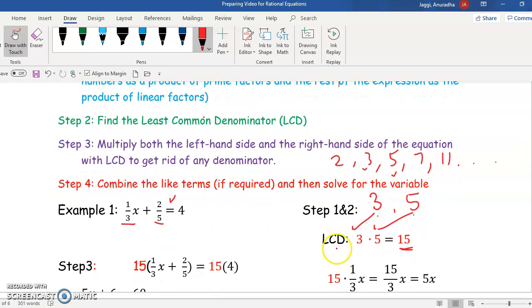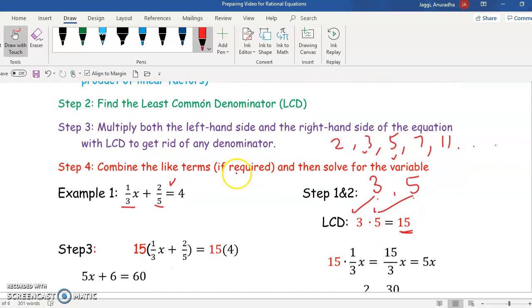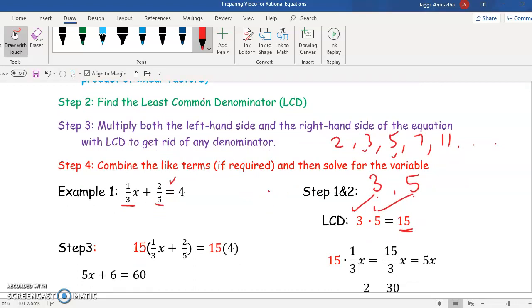Fine. Then the next step is step 3: multiply both the left hand side and the right hand side of the equation by the LCD to get rid of any denominator. So that is the main aim, getting rid of the denominator. How do you do that? First thing you're going to do is always put the left hand side and the right hand side in parentheses. Parentheses come in really handy when you have more than one term, but even if there is one term, it's okay. You can still put it in parentheses. There's no downside to it.